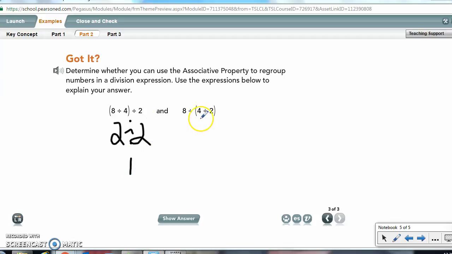Okay, let's look at this. What is 4 divided by 2? Again, they switched the regrouping with the parentheses. The numbers are in the same order. What is 8 divided by 2? Well, 8 divided by 2 is 4. Is 1 equivalent to 4? No. So no, this will not work with division.